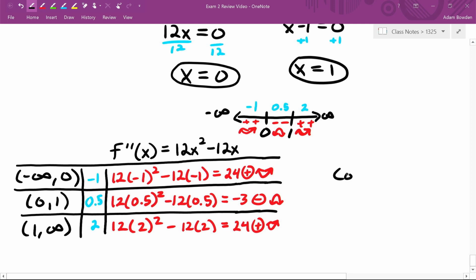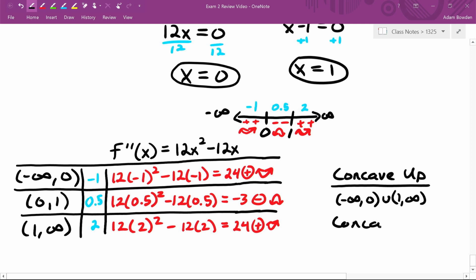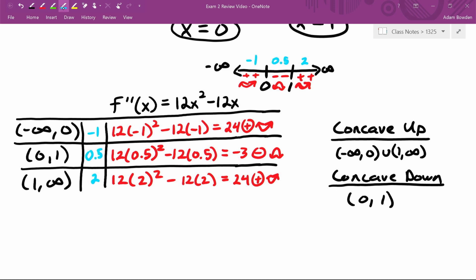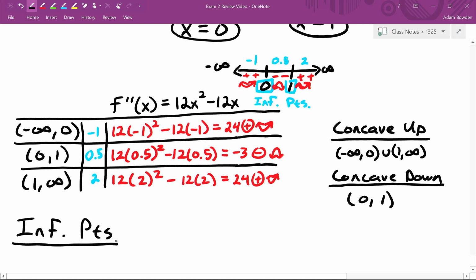So we're going to say that this thing is concave up on the interval from -infinity to 0 union 1 to infinity. It's going to be concave down in the interval from 0 to 1. Now the points where it changes concavity, the 0 and the 1, are what we refer to as inflection points. So the last step here before we draw the graph will be to write down the inflection points.